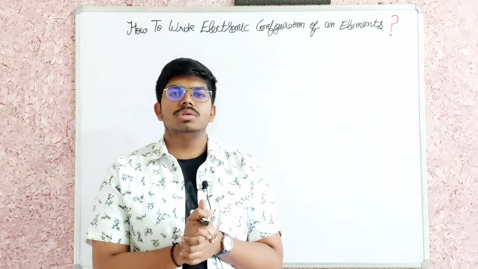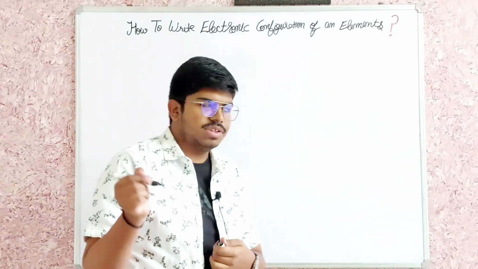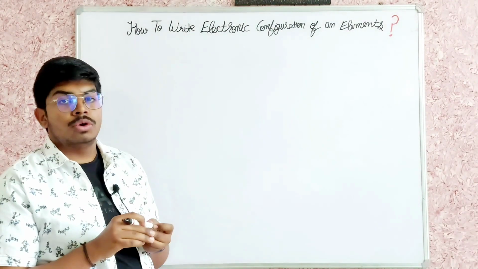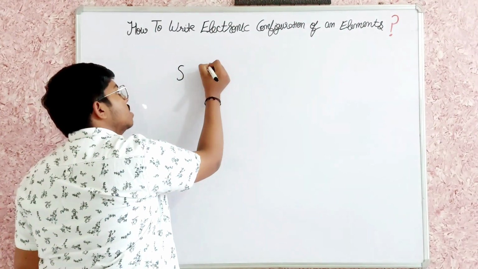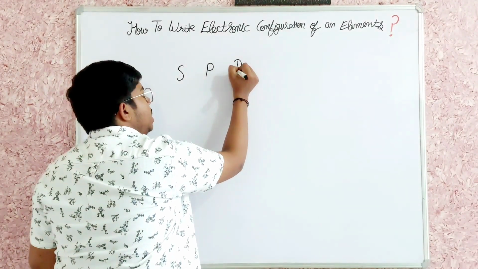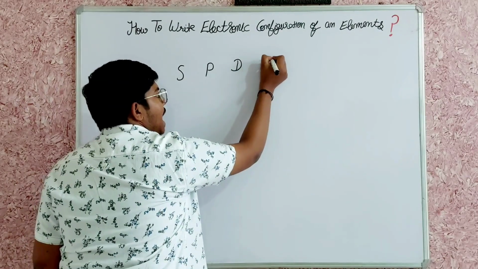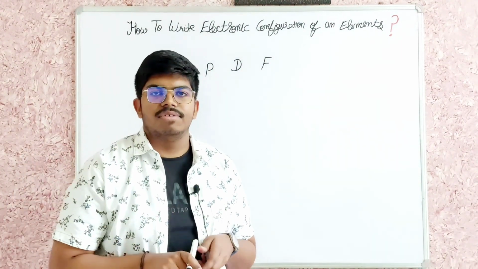Firstly, we have to know how many orbitals we have. If you don't know, I will tell you. We have 4 orbitals: S, P, D and F.